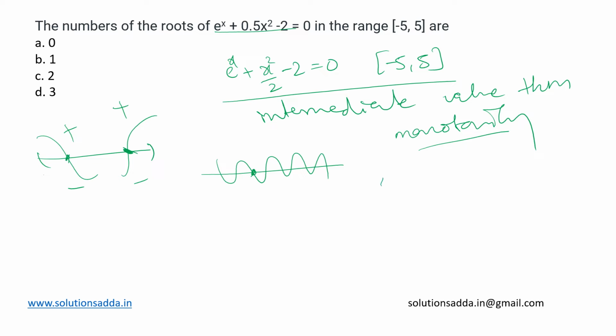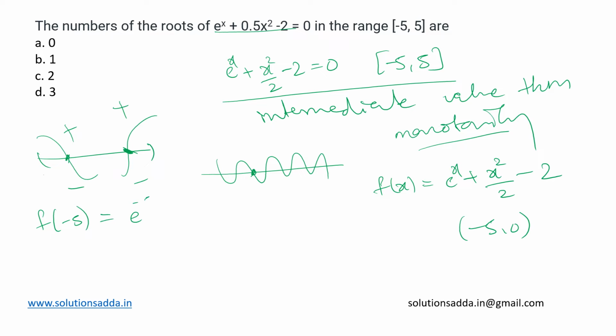Now looking at our function, let us say f of x equal to e raised to x plus x squared by 2 minus 2. Let us check in the interval, let us say -5 to 0. Close to -5, if we substitute -5 exactly, then the value we get is approximately e raised to -5 plus 25 by 2 minus 2. Now e raised to -5 will approximately be 0, it would be very small. This is about 12 and a half and then -2. So this thing is definitely positive, right?